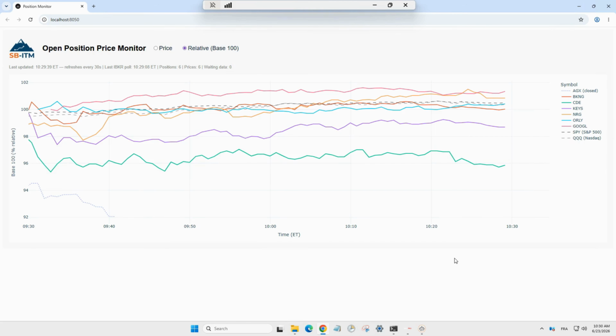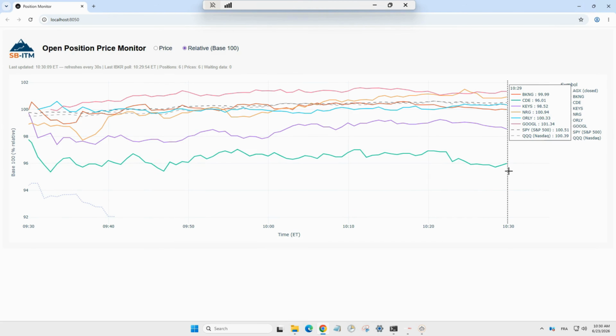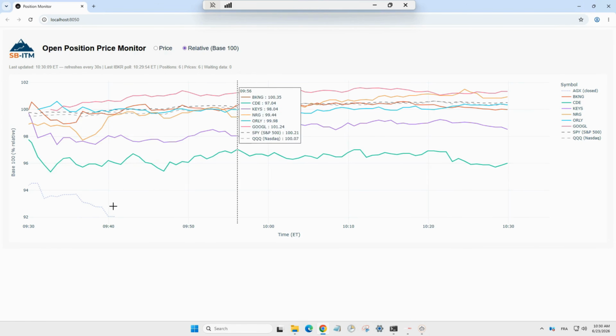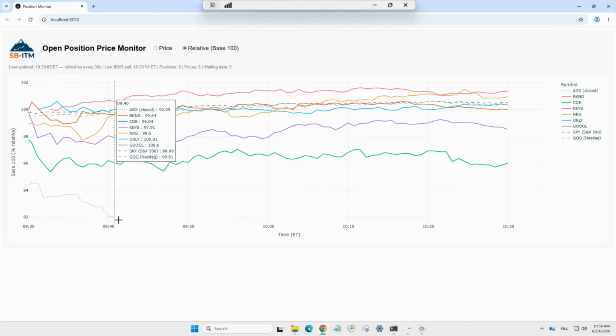The price monitor now gives a visual view of how the positions are moving against the market. The chart is displayed in relative base 100 mode, making it easier to compare each position with SPY and QQQ from the same starting point. AGX remains visible on the graph even after being closed, which helps keep the intraday move readable. Here, we can compare NRG against the S&P 500 and also bring Google into the view to follow another active position in the same market context.